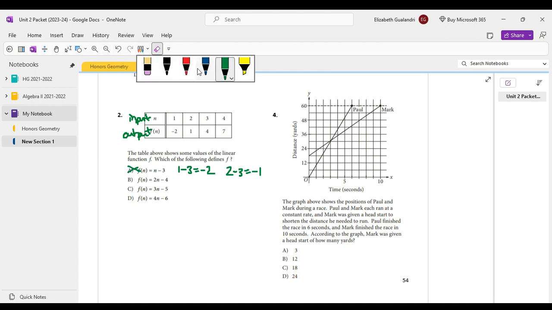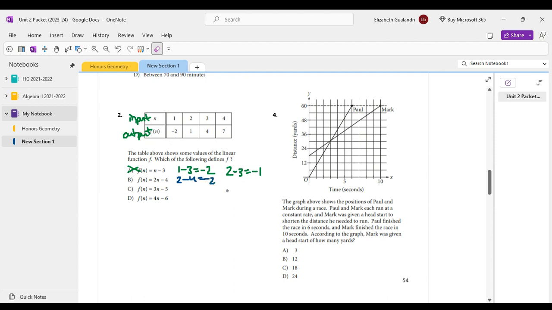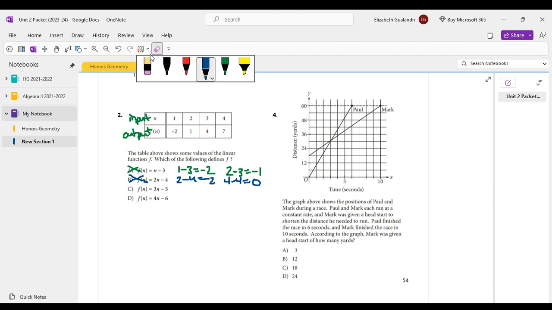Okay, you keep that process going. So if I put in 1, 2 times 1 is 2, and 2 minus 4 is -2, which is what I wanted. So that one worked. Keep it going. 2 times 2 is 4, minus 4 is 0, not what I wanted. So that one does not work either. Okay, we try the next one. And it's not always the second one that it fails on, but we'll see.